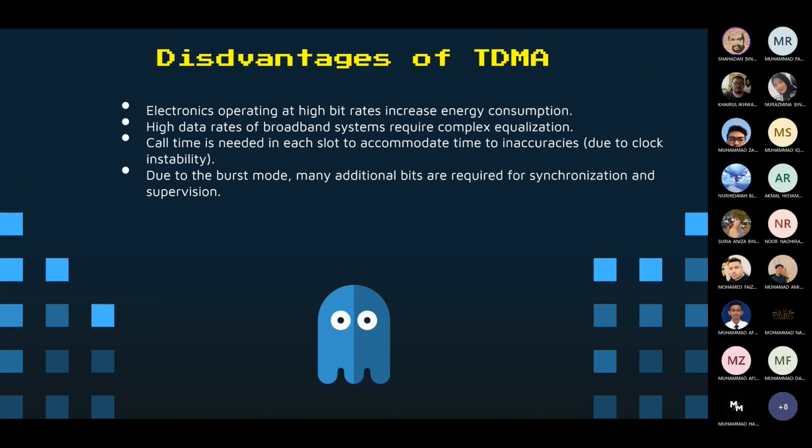Next, the disadvantages. Electronics operating at high bit rates increase energy consumption. The high data rates of broadband systems require complex equalization. Third, guard time is needed in each slot to accommodate time inaccuracies due to clock instability. And for the last, due to the burst mode, many additional bits are required for synchronization and supervision.